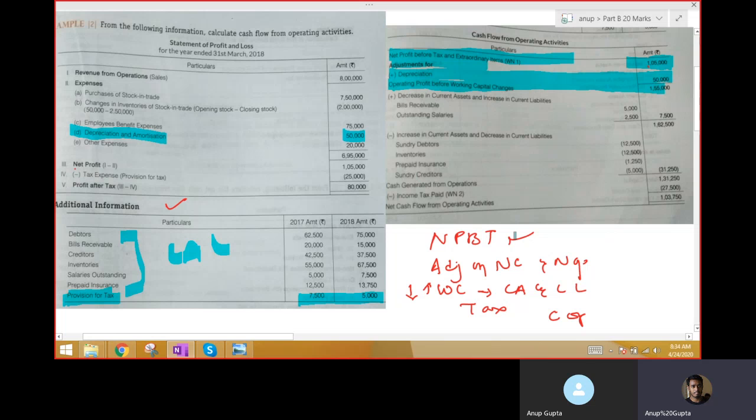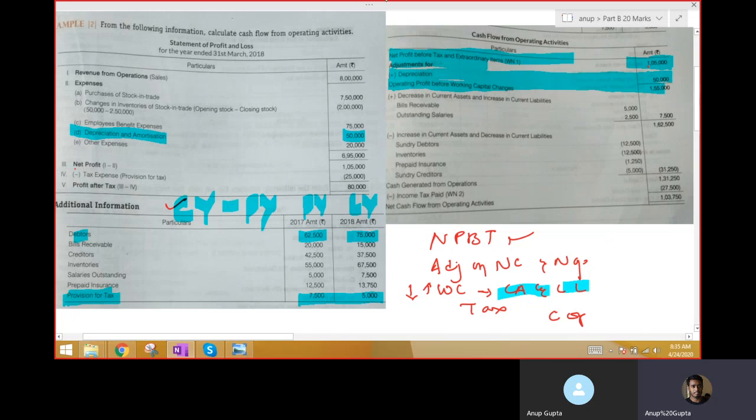Working capital changes means increase and decrease in current asset and current liability. So let us start one by one. Debtors. How will we know whether it is increasing or decreasing? Simply current year minus previous year. 2018 will be current year and 2017 will be previous year. So 75 minus 62.